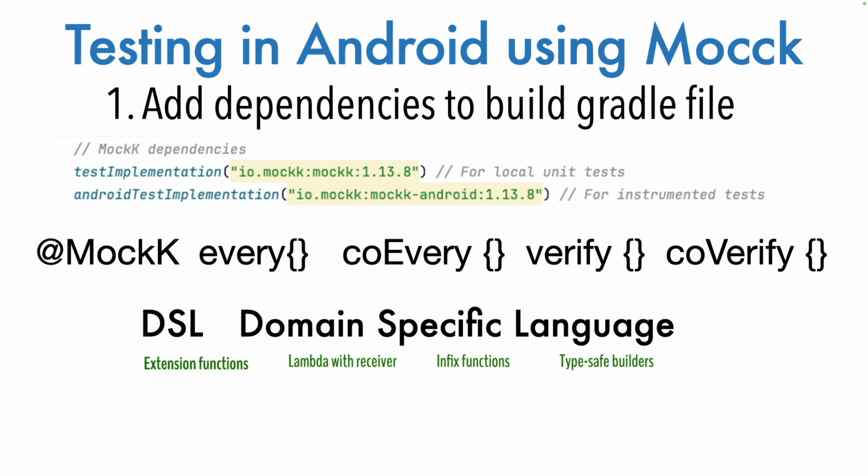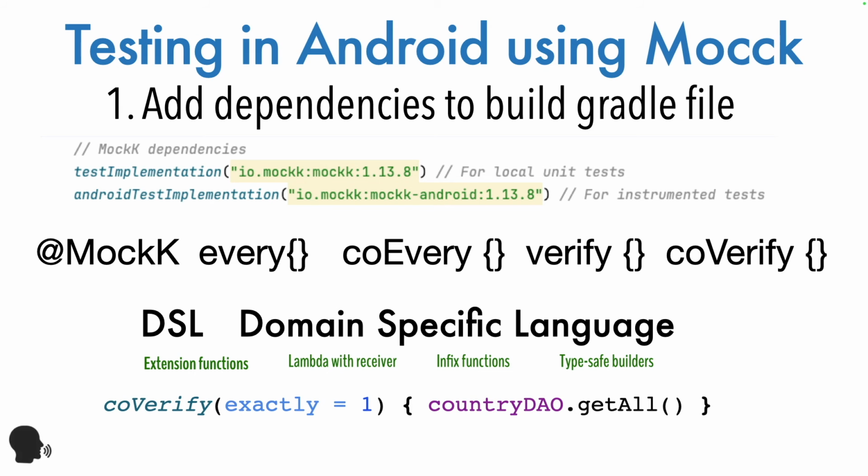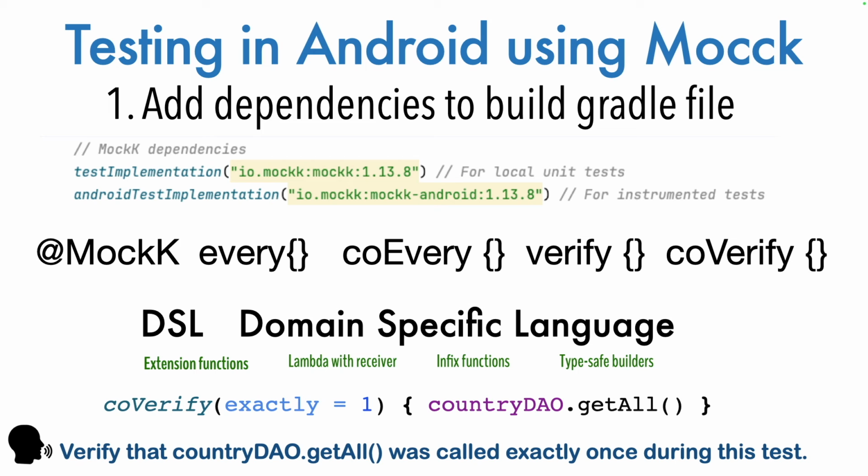Let's take an example of coVerify. How do I exactly read it to make sense of it? What I am really saying is verify that countryDAO.getAll method was called exactly once during this test. So I am testing the interaction, not just the final behavior. And MockK framework makes this possible. And coVerify is nothing but a kind of an assertion, just that now this is backed up with the MockK framework.